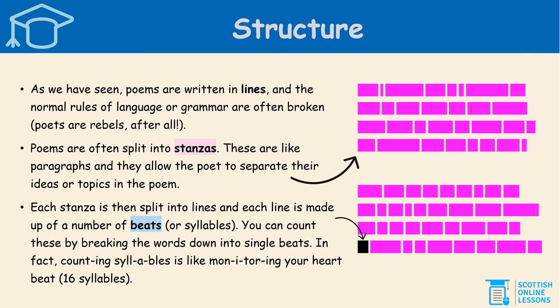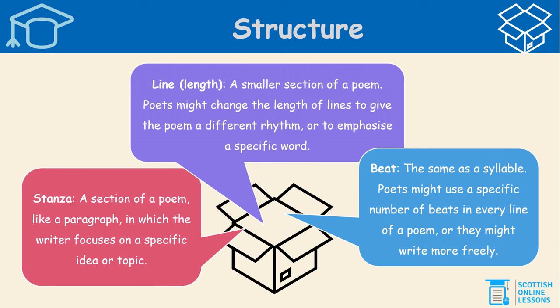Hopefully that makes sense. We looked at quite a few different terms there to refer to structure, so let's make sure we have a note of these in our word box before moving on. First, stanza, a section of a poem like a paragraph in which the writer focuses on a specific idea or topic. Next, line or line length, a smaller section of a poem. Poets might change the length of lines to give the poem a different rhythm or to emphasise a specific word, so they'll put a certain word at the beginning or the end of a line, whether that's the end of the sentence or not. And finally, a beat. This is the same as a syllable.